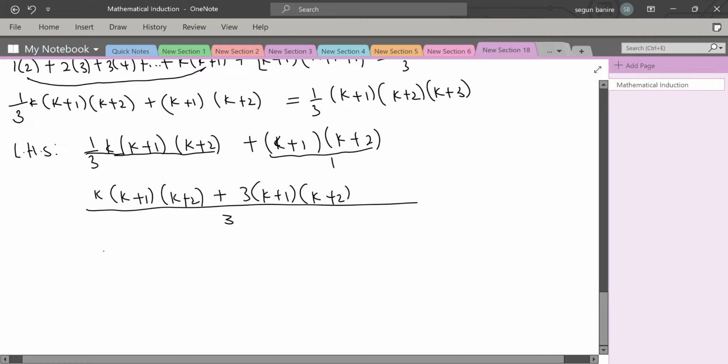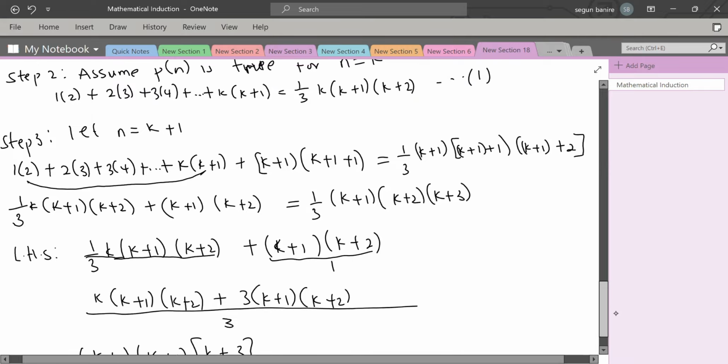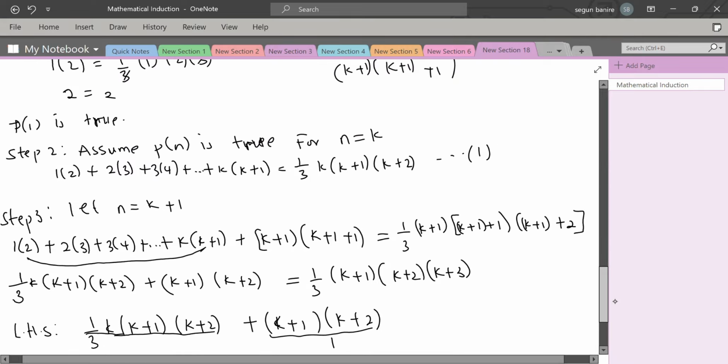Now you can factorize what is common at the numerator. I think k plus 1 is common and k plus 2 is also common. So if you bring out k plus 1 and k plus 2, you'll be left with k there. Then on this other side, you'll be left with 3. So everything is being divided by 3. So remember, this is your left hand side. I think we are done simplifying that. So let's look at the right hand side.